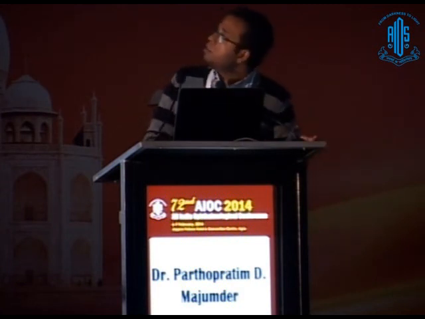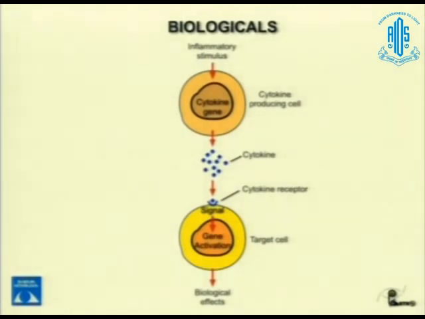So if you see the normal inflammatory reaction, what happens? There is an inflammatory stimulus. It acts on the cytokine gene of the cytokine producing cell. Then they release the cytokine, and this cytokine receptor carries the signal, and the gene is activated, and they release the inflammatory mediators, and there are biological effects of the inflammation.